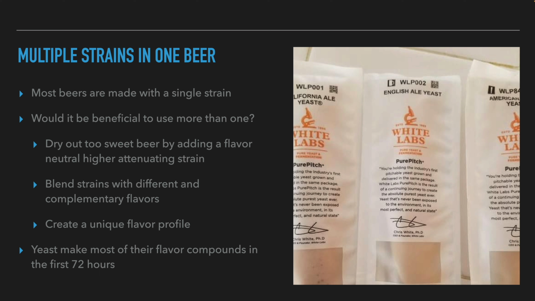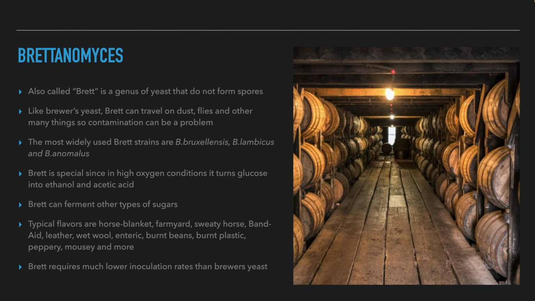It is also important to note that yeast creates most of the flavors in the first 72 hours of fermentation. Therefore, if we want the yeast to add flavor, we need to add it in the beginning. Another species of yeast that needs to be expanded on is Brettanomyces, or Brett for short. It's actually a different species of yeast. Like brewer's yeast, Brett can arrive on dust, insects, and other things that can contaminate the beer. But, of course, there are also beers that have Brett in them on purpose.